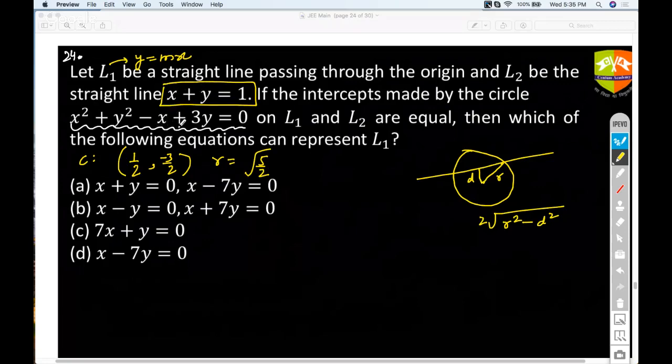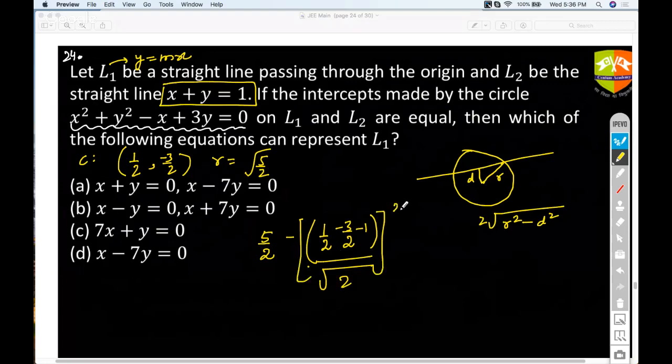So let's say from this line, the distance of the center is going to be, if you put the center over here, it will be half minus 3 by 2 minus 1, by under root of 2 whole square. So the intercept is going to be 2 times under root of 5 by 2 minus that distance squared. Is that fine?